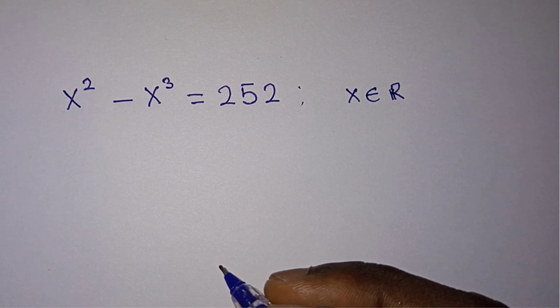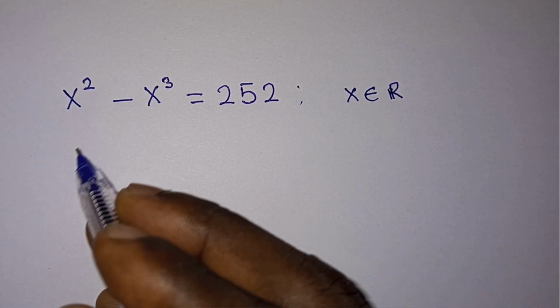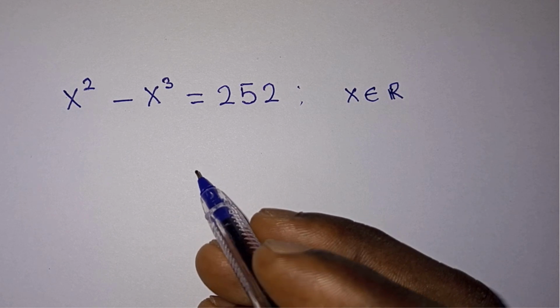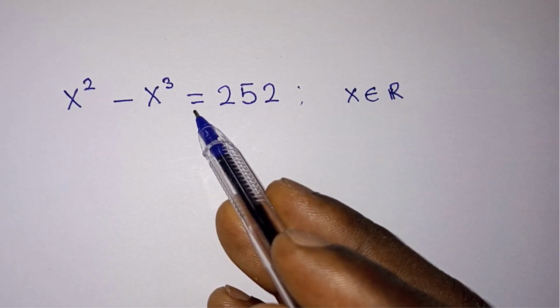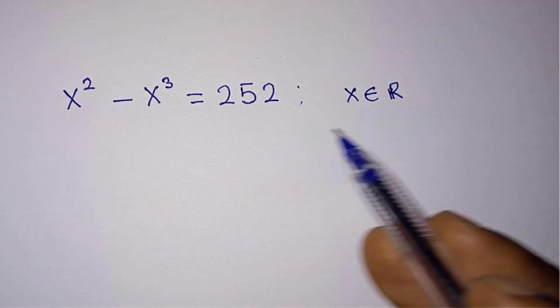Hello everyone, in this video we will solve for the value of x in this exponential equation. We have x to the second power minus x to the third power is equal to 252, where x is a real number.